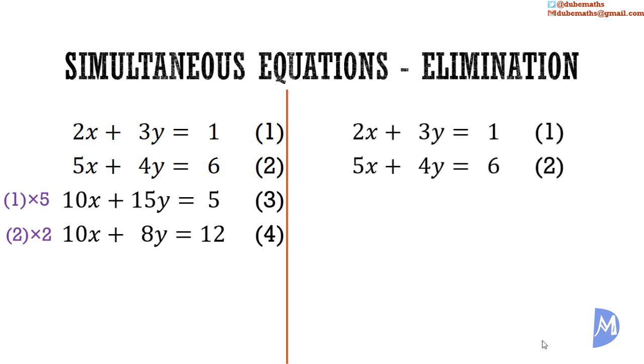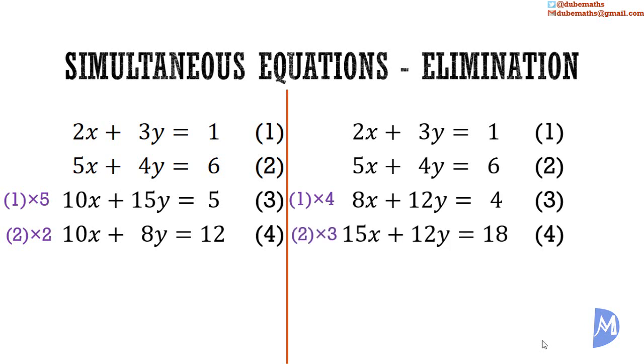Conversely, the LCM of 3 and 4 is 12, the coefficients of y. So, we could multiply equation 1 by 4 to get 8x plus 12y is equal to 4, and we can multiply equation 2 by 3 to get 15x plus 12y is equal to 18, and we can subtract equation 4 from equation 3 to eliminate y.